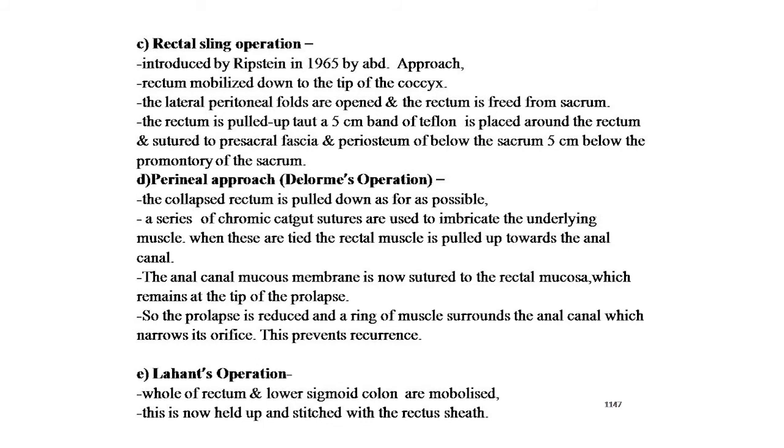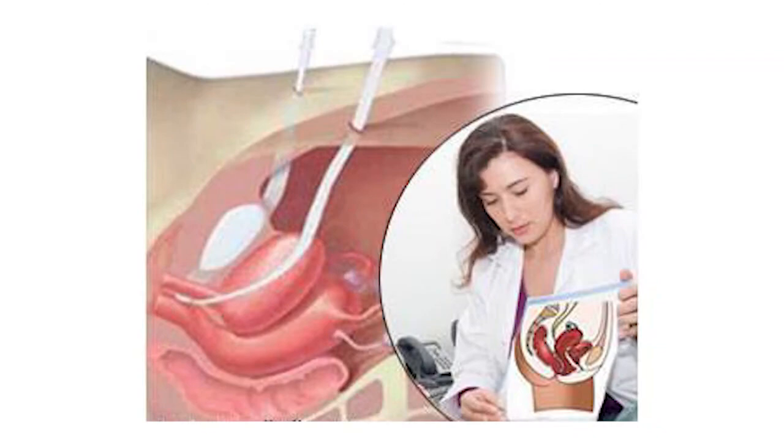This prevents recurrence. Then Lahaut's operation: the whole of the rectum and lower sigmoid colon are mobilized. This is now held up and stitched to the rectus sheath. Here is the image of the sling operation, which you can see.